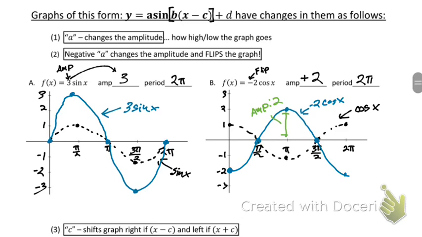If it's inside the parentheses, if it's the C value, we haven't talked about the B. We haven't talked about the D. We'll talk about those tomorrow. Not yesterday. We only talked about A and C. A is amplitude. C is left, right. And it goes the opposite way of what is showing. So if it's negative C, it goes right. If it's positive C, it goes left.